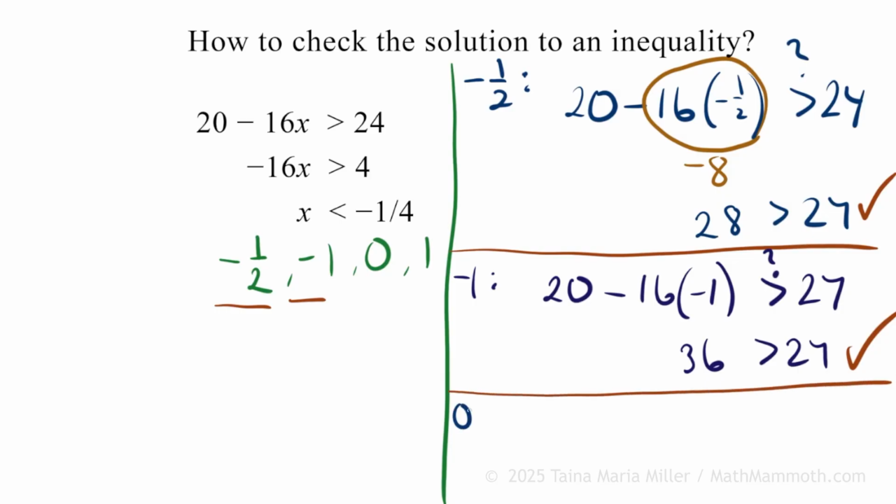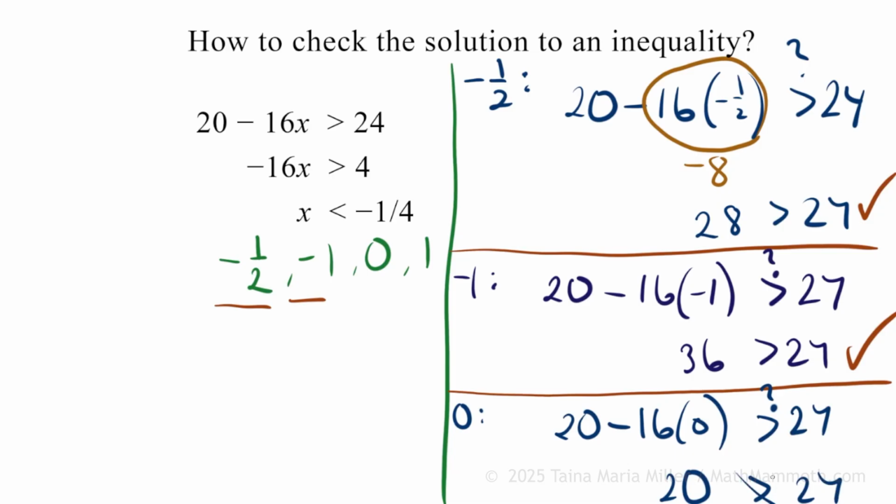Then let's take 0. Now note that 0 is not in the solution set, because the solution set is numbers that are less than -1/4. 0 is not in that set. That means that the inequality should not be valid, or not be true. 20 minus 16 times 0, is it really greater than 24? Well, this is just 20, and 20 is not greater than 24. It did not check, but that's what we wanted, okay? Because 0 is not in the solution set we got.